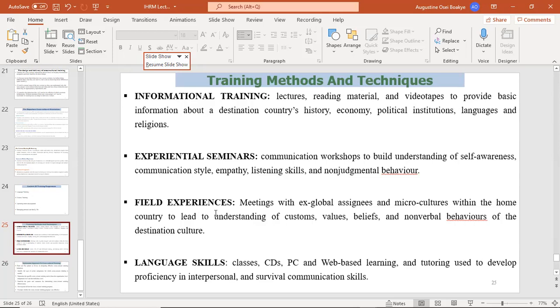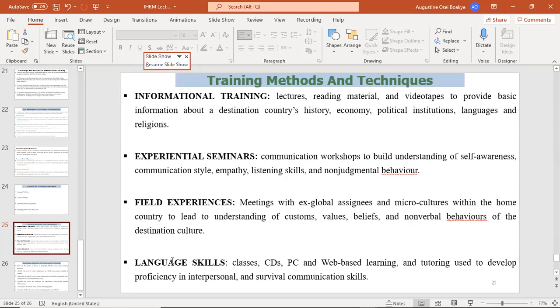Then field experiences. These field experiences could be an opportunity to meet with ex-global assignees and microculture within the home country to lead to the understanding of the customs, values, beliefs, and non-verbal behaviors of the destination country. It could also be a visit, a short stay or visit to the destination country in order to familiarize yourself with some of the things that you learn through the informational training or the experiential seminars.